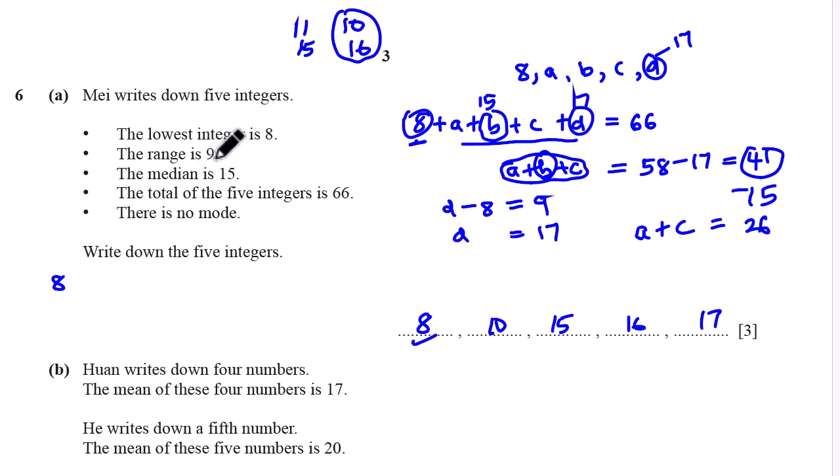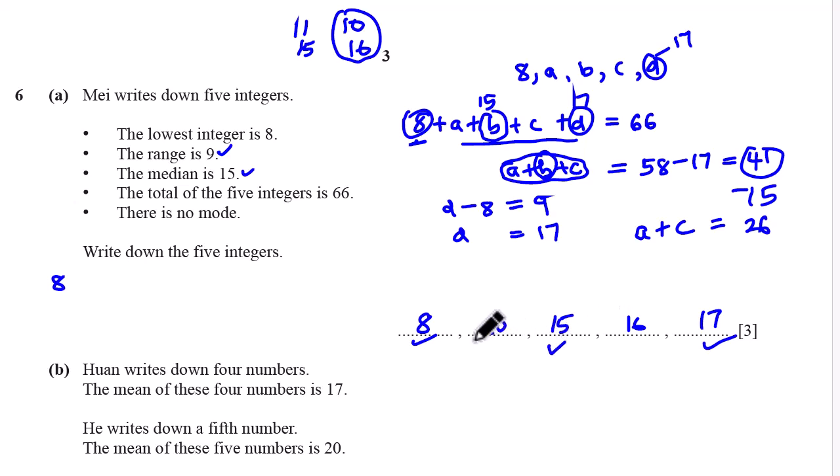We're told that the range, they just wanted you to apply your knowledge of what range is. Range is the difference between the lowest and the highest number, and it's 9. So if you have the difference, which is the range, and you have the lowest number, then you can work out the highest number, which is 17. And then we're also told that the median is 15. So the median is 15. You can also go ahead and put that there.